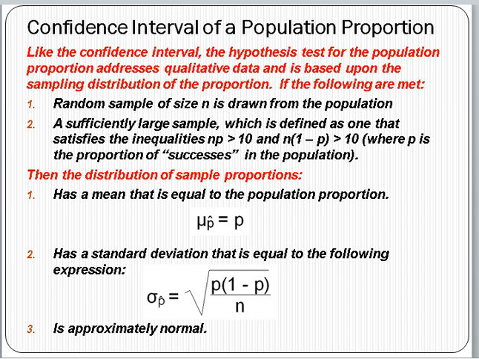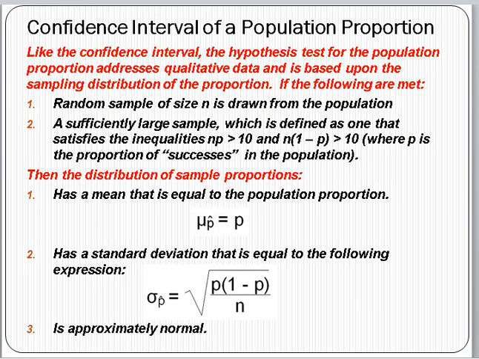If the following conditions are met, if you have a random sample of size n drawn from the population, and again, we've talked a little bit about that. Random samples are particularly difficult to obtain, so if you have a sample that's representative, this procedure is robust to that violation of the validity.